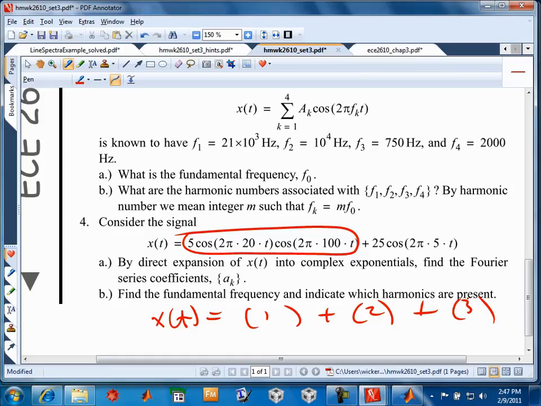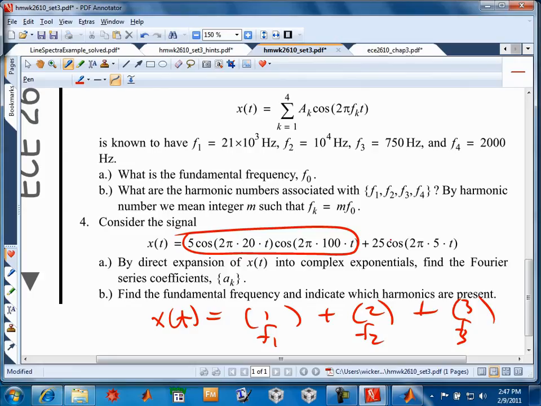And then you'll also be able to identify which harmonics are present, because you'll be able to look at the individual frequencies. You'll have an F1, F2, and an F3, and you know how to find the fundamental frequency, right? The greatest common divisor. And then you'll be able to see which harmonic numbers those frequencies correspond to, which integers times the fundamental give you F1, F2, and F3.